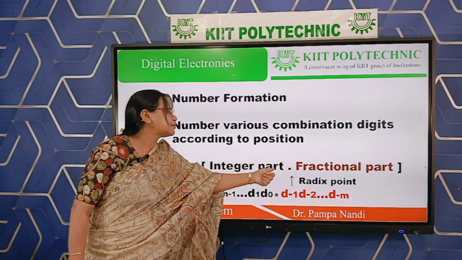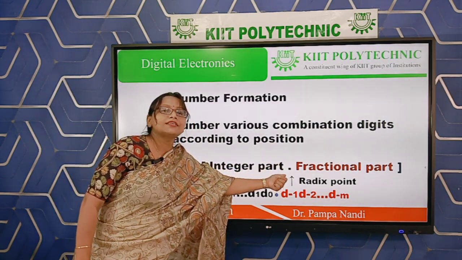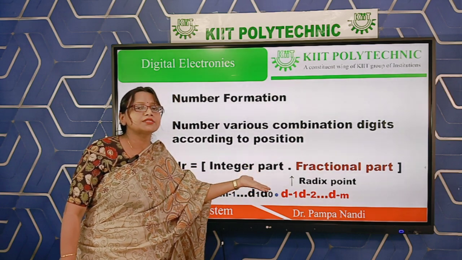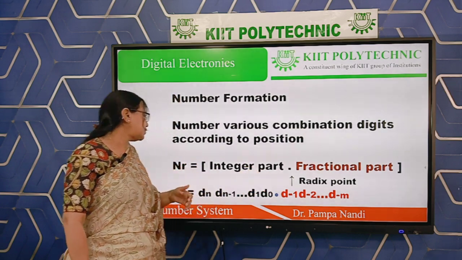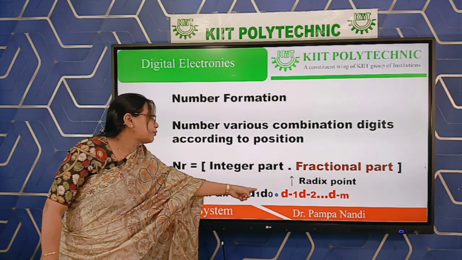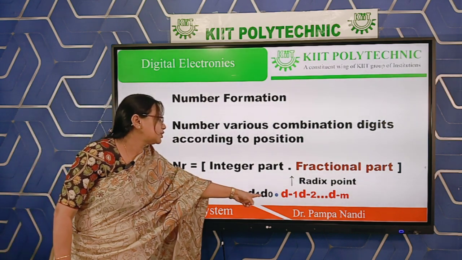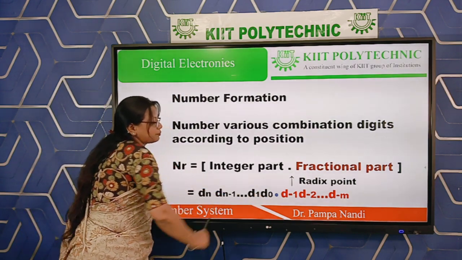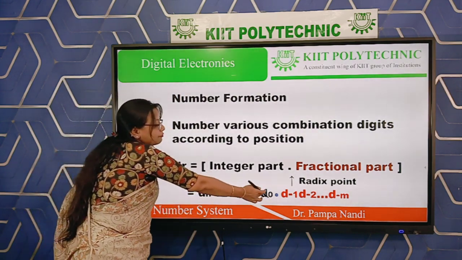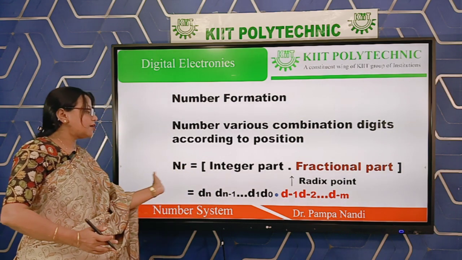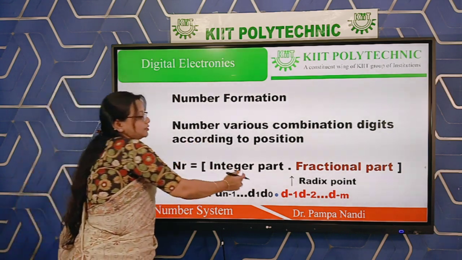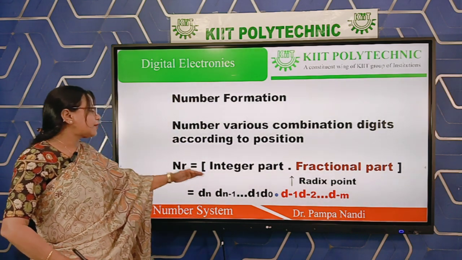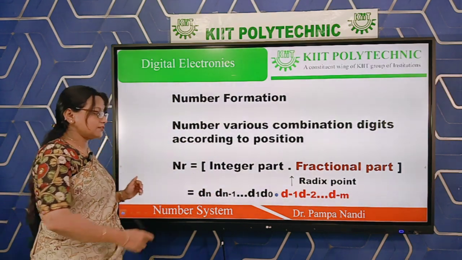Integer part and fraction part, and the point is called the radix point or base point, or in the case of the decimal number system, the decimal point. Now this is the formation, these are the individual digits according to their position. So first we fix the radix point. From the radix point, the integer portion is the left side one and the fraction portion is the right side one. Now according to this the place is defined.